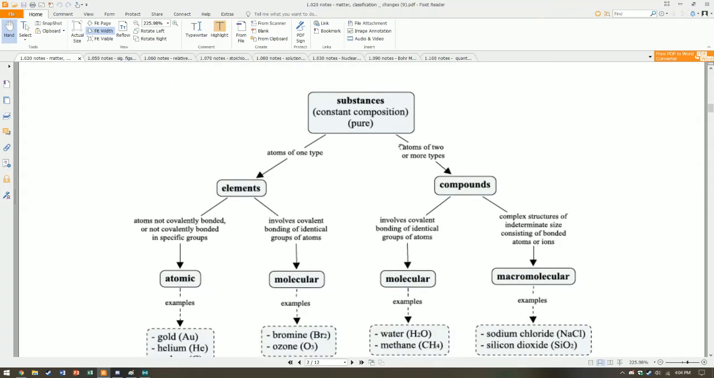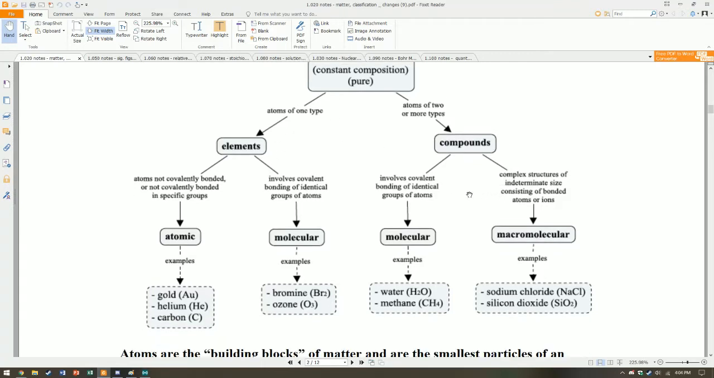We can divide substances further into elements and compounds. Within the compounds, we could talk about molecular compounds, so things that are composed of molecules, i.e., water, methane, and so on, or complex lattice structures, which are called macromolecules, so sodium chloride or silicon dioxide.